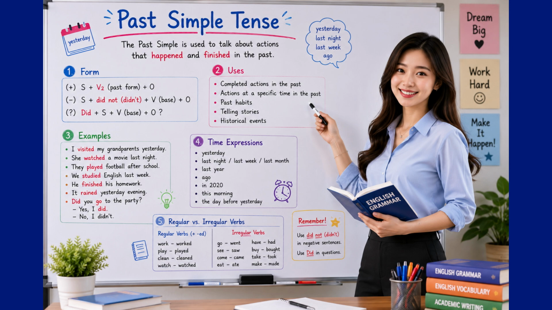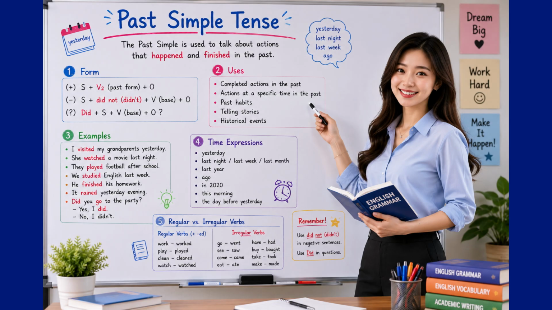2. A series of past actions. We use it to describe actions that happened one after another. Examples: I woke up, took a shower, ate breakfast, and went to work. She entered the room, sat down, and started reading.